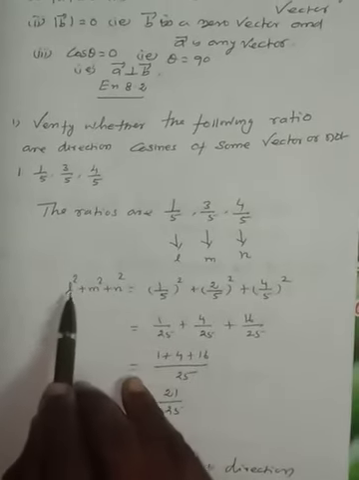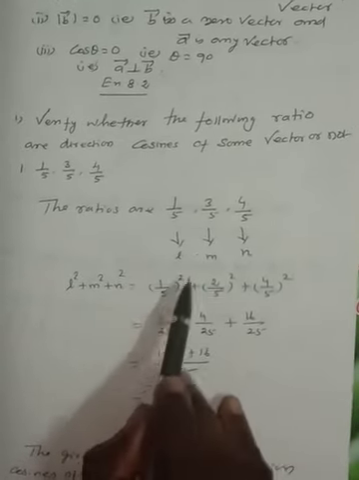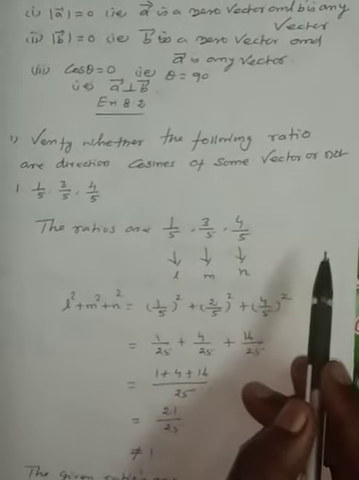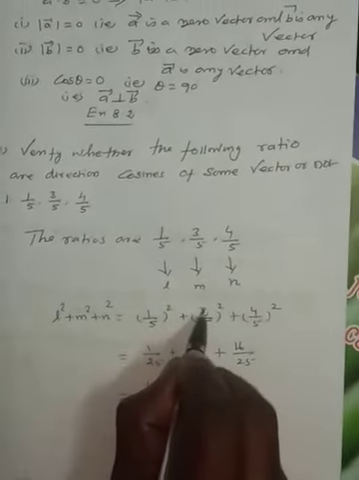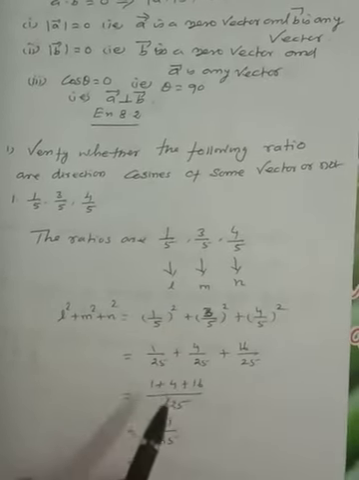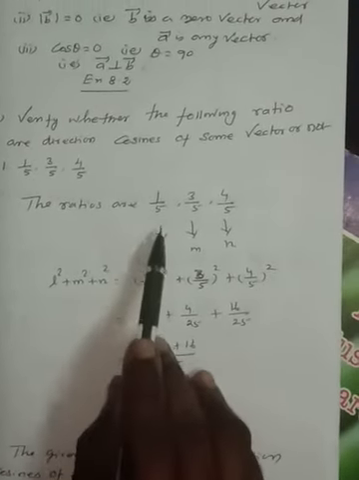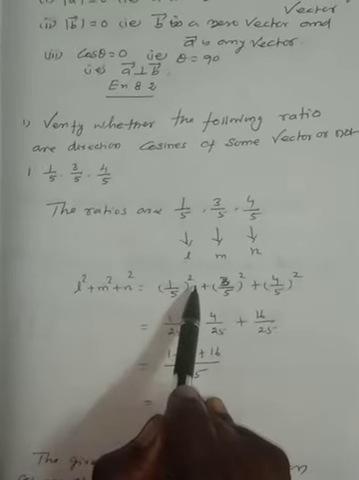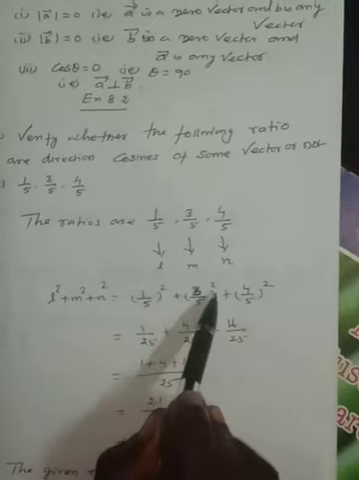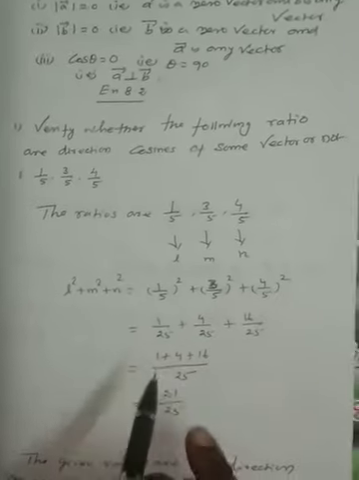Now L square plus M square plus N square is equal to (1 by 5) whole square plus (3 by 5) whole square plus (4 by 5) whole square. L is 1 by 5, L square is (1 by 5) whole square. M is 3 by 5, M square is (3 by 5) whole square. N is 4 by 5, N square is (4 by 5) whole square.